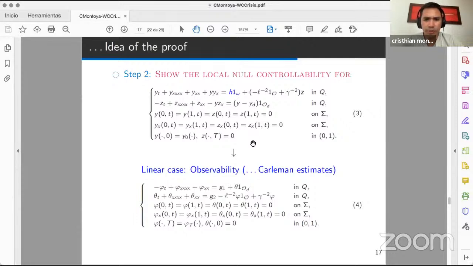Okay, now, as we know, first we analyze the linear system related to system three. And our strategy was Carleman estimates for this observability system. Okay.